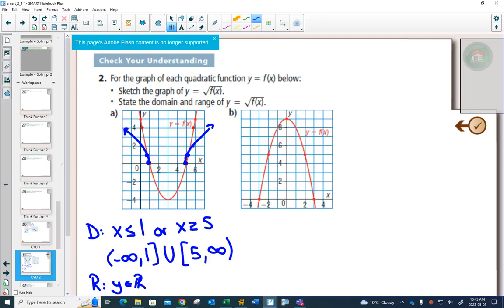Question number 2, same idea. You go across. Where is the graph 0? Because the square root of 0 is 0. Where are the y values 1? Because the square root of 1 is 1. Are there any other nice points? Sure. Here I have 4 and 4. Here I have 9. The square root of 9 is 3. Square root of 4 is 2. Square root of 4 is 2.